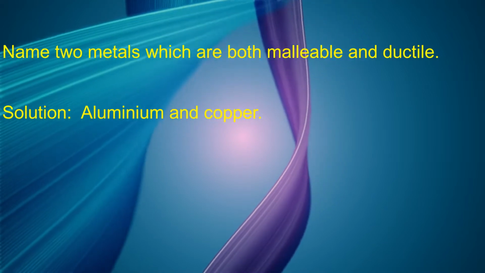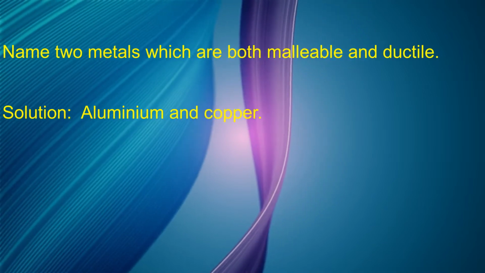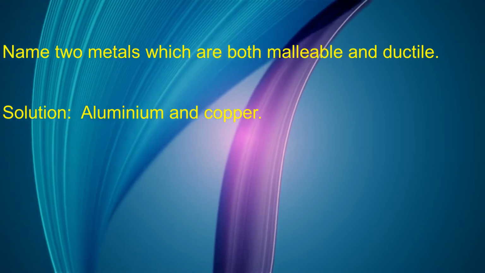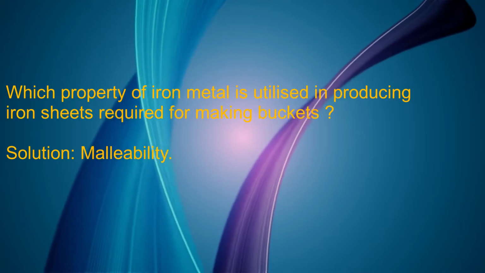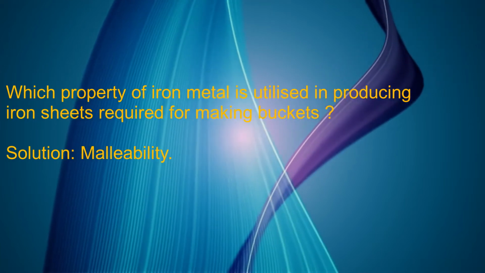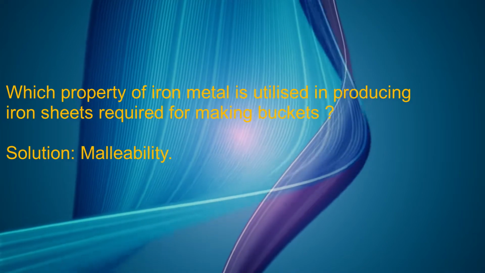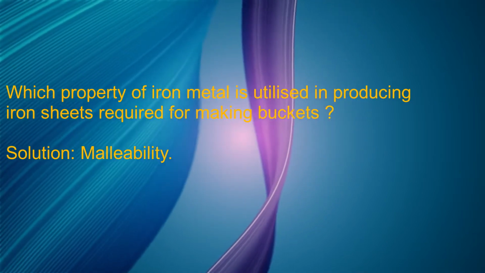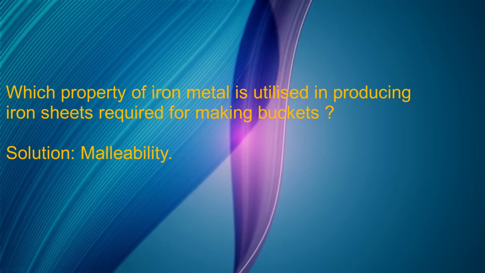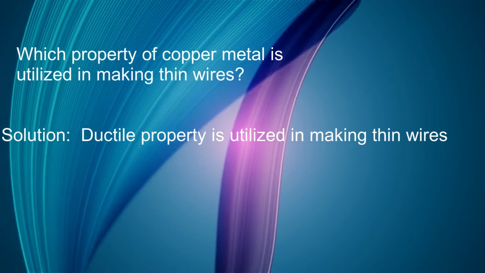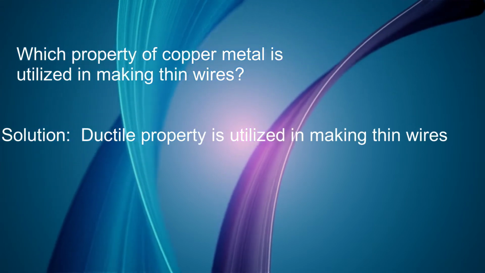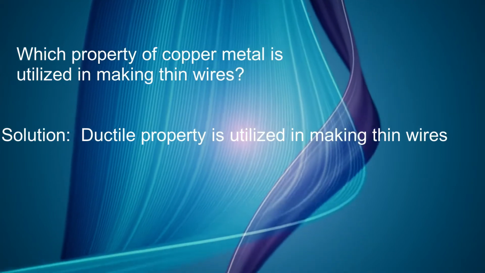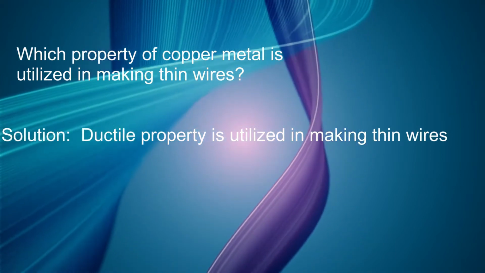Name two metals which are both malleable and ductile. Answer: Aluminium and copper are both malleable and ductile. Which property of iron metal is utilized in producing iron sheets required for making buckets? Answer: Malleable property is utilized in producing iron sheets required for making buckets. Which property of copper metal is utilized in making thin wires? Answer: Ductile property is utilized in making thin wires.